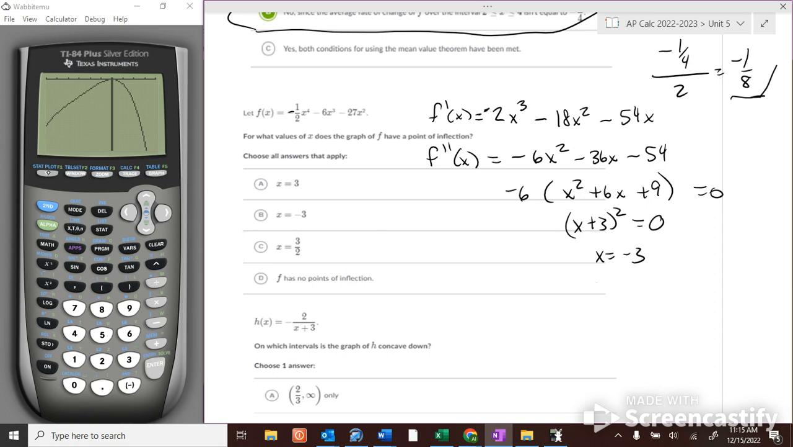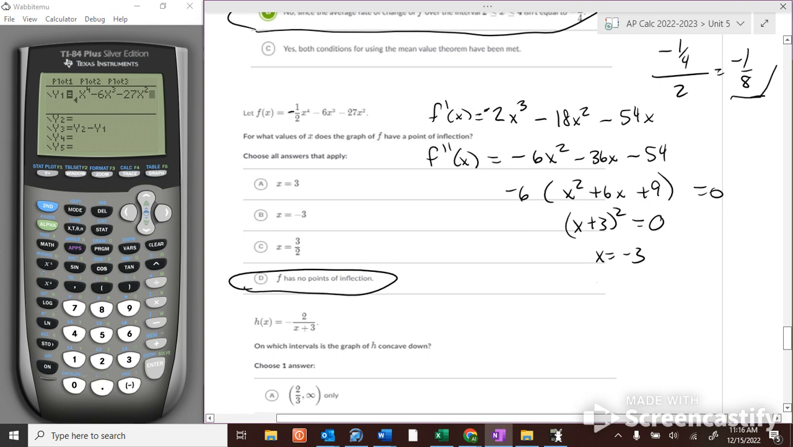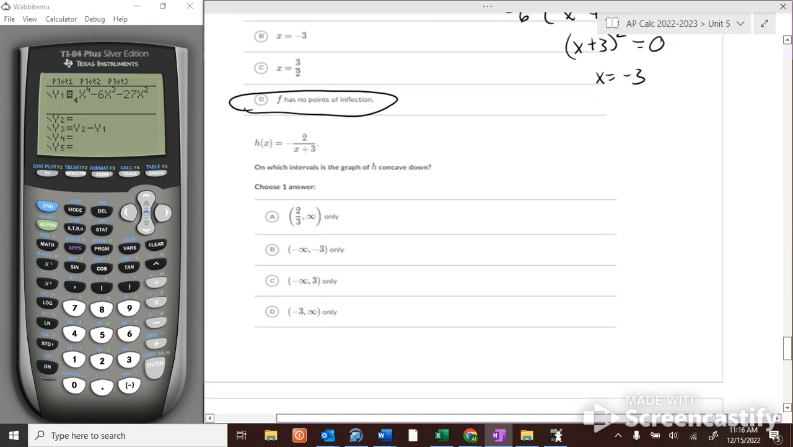Let me make sure I put in the right equation. Negative 1/2 x to the fourth minus 6x cubed minus 27x squared. Yeah, that's the right equation. So that's why we double check. I would say it had no points of inflection, even though it looks like -3 would be a point of inflection.